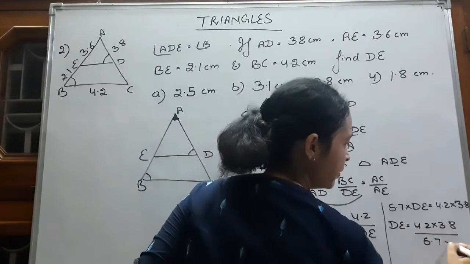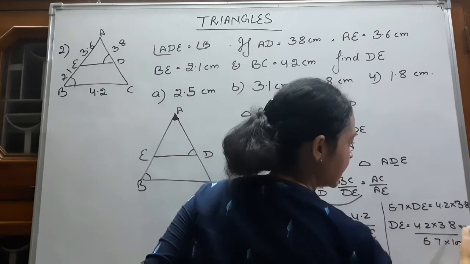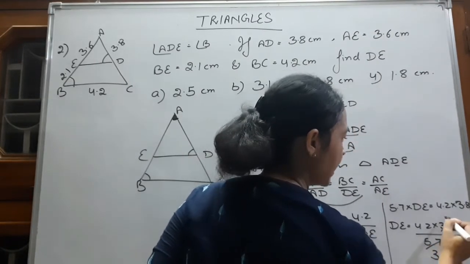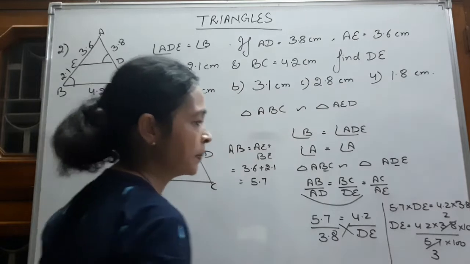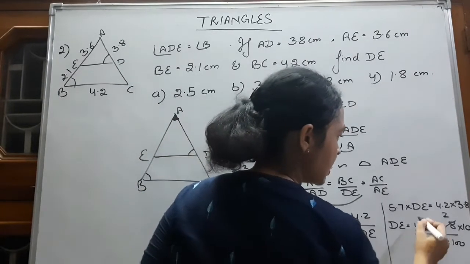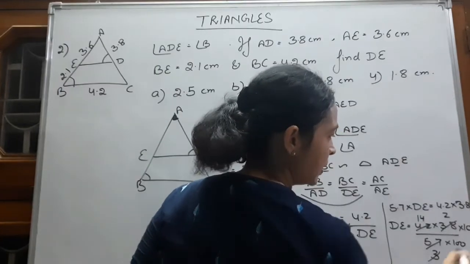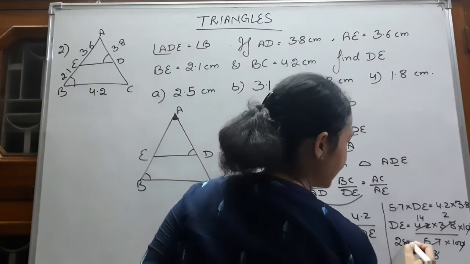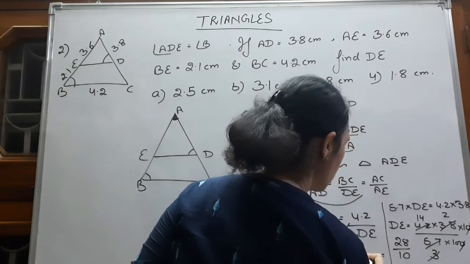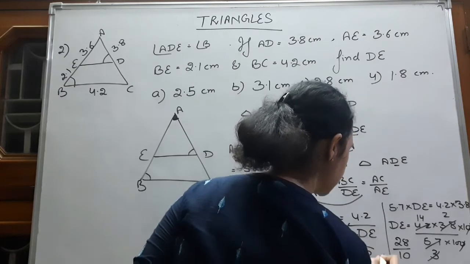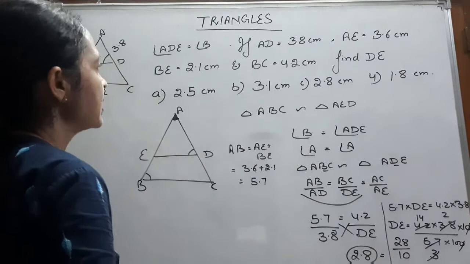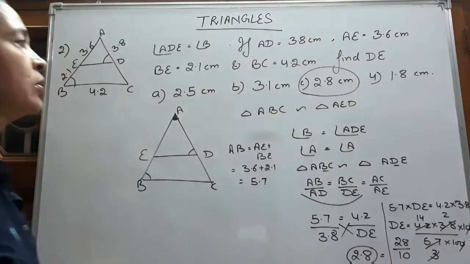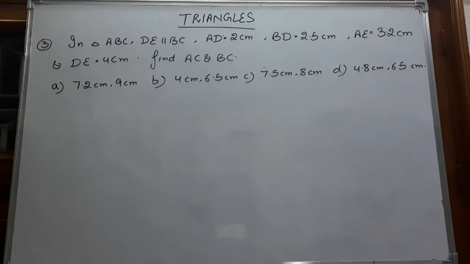Take decimals out. We have 100 in the denominator and 10 in the numerator. 19 3s are 57, 19 2s are 38. 3 1s are 3, 4s are. Zeros cancelled. We have 14 into 2, 28 by 10, which equals 2.8 centimeters. So, which option is correct? Option C is our correct option. The length of DE is 2.8.